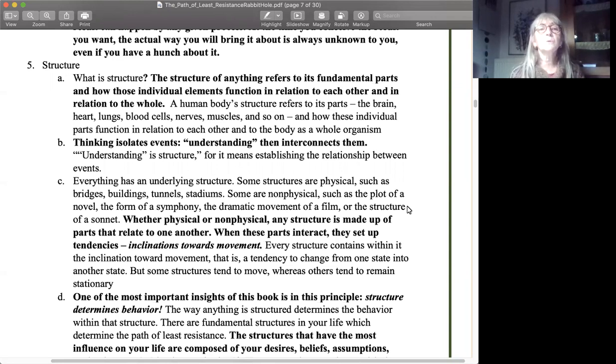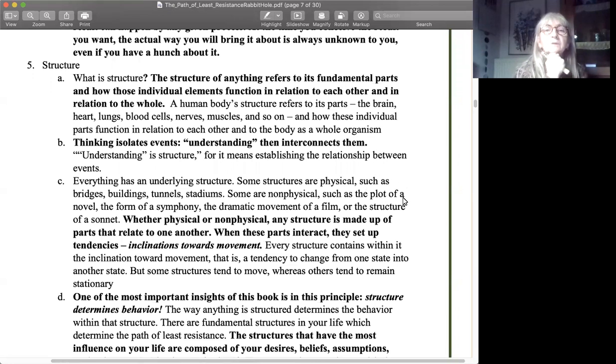Thinking isolates events. Understanding then interconnects them. Understanding is structure, for it means establishing the relationship between events. See, everything has an underlying structure.